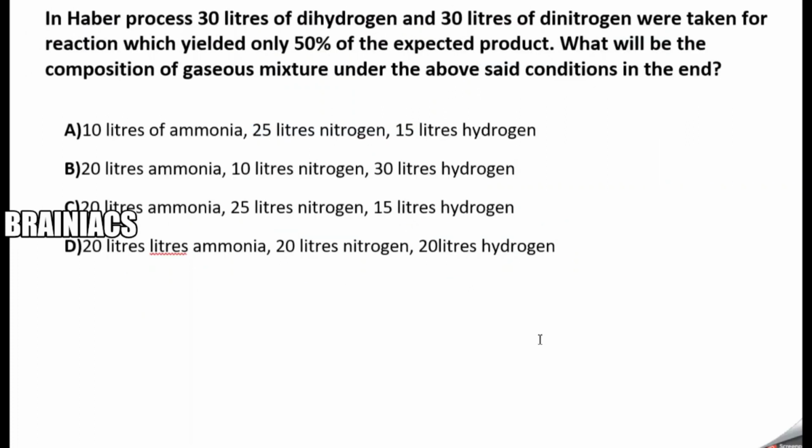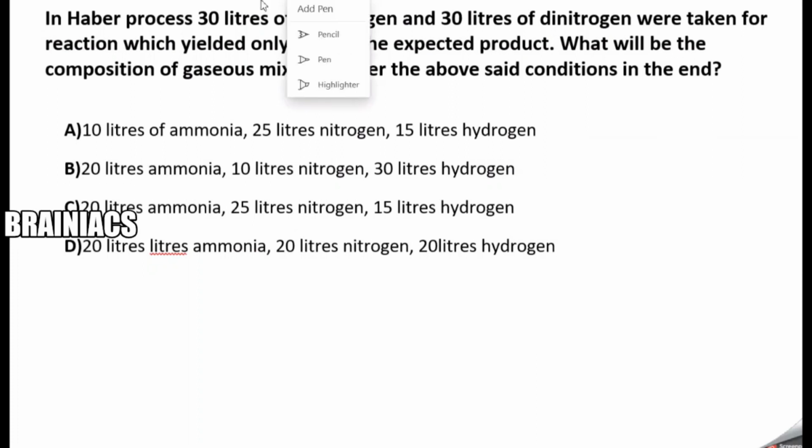So I will just read the question. In the Haber process, 30 liters of dihydrogen and 30 liters of dinitrogen were taken for reaction, which yielded only 50% of the expected product. What will be the composition of the gaseous mixture under the above set conditions in the end? Okay, very good question. So let's write how this reaction looks. Then we will go into details of the question.